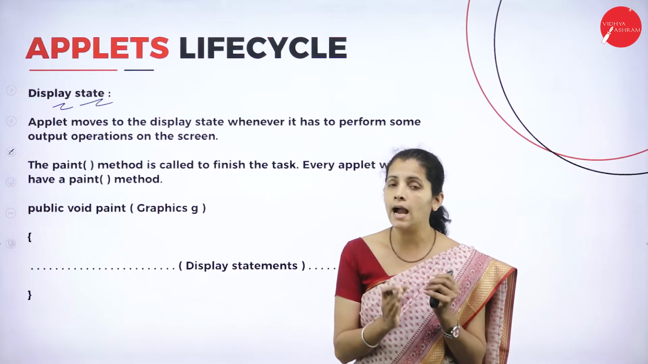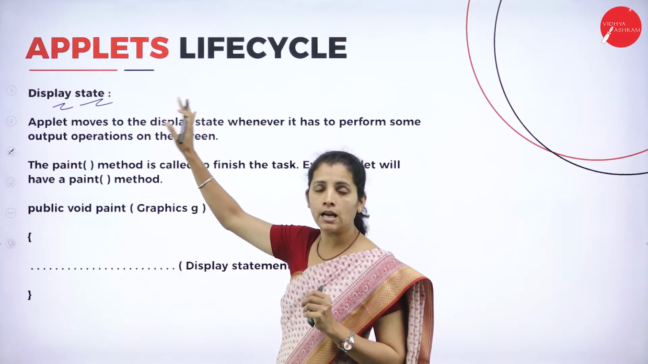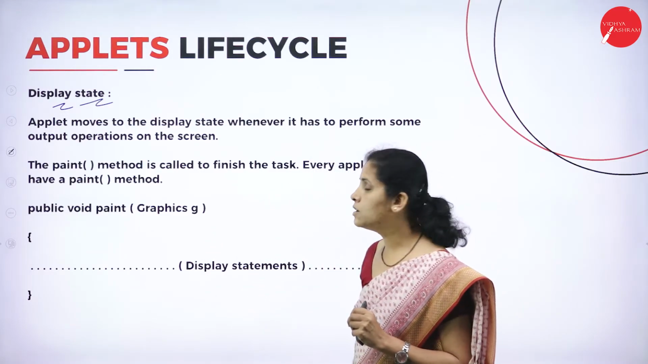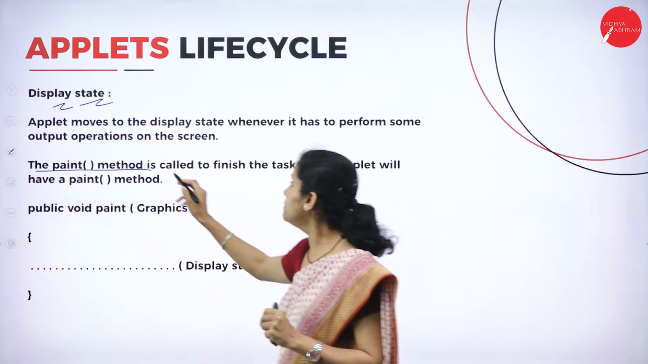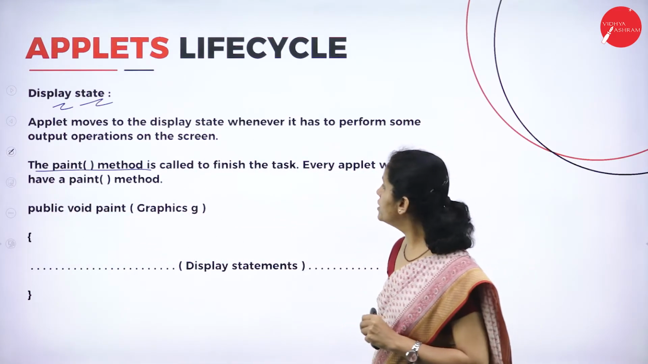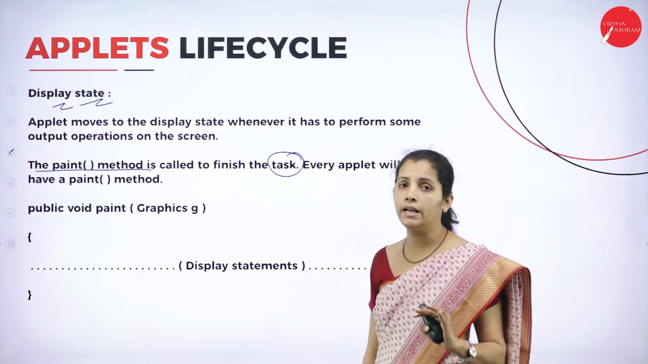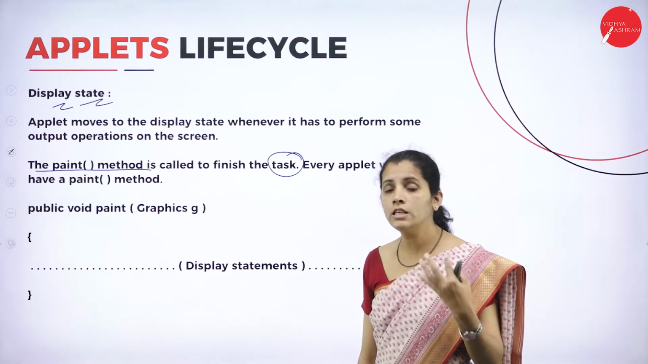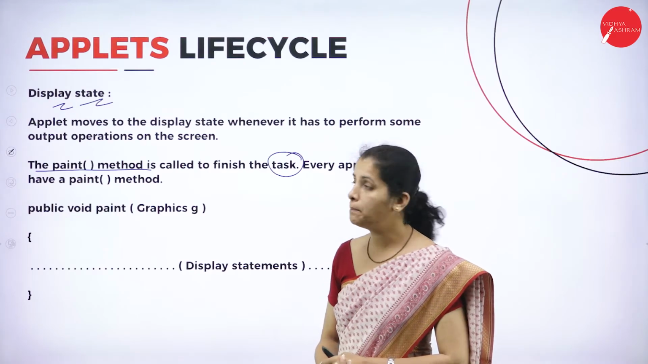That indicates that I'm going to enter into the display state and display the output to the user on the screen. Now, the paint method is called to finish the task. Suppose I want to display any content or information to the user on the screen, then I'm going to make use of the paint method.